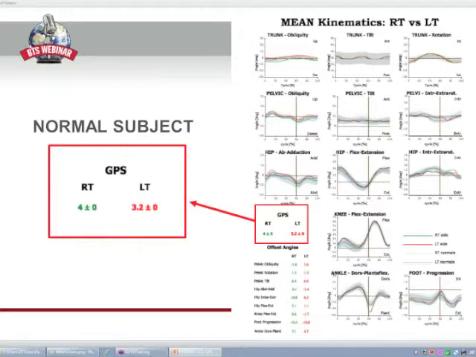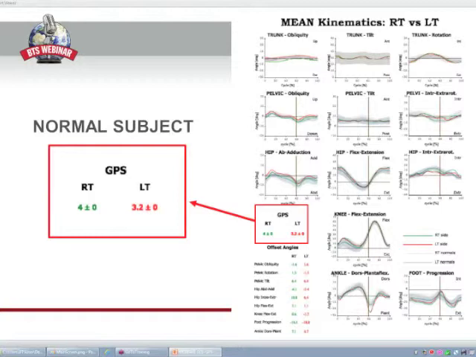In this case, I have considered a normal subject, so this data come from a normal subject. So as you can see, we have a very low GPS value. Consider that the GPS value is in degree. So we have a GPS value of around 4 or less than 4 degrees.